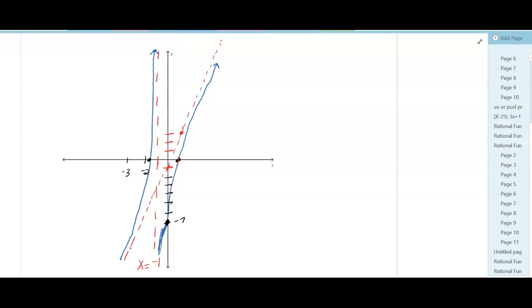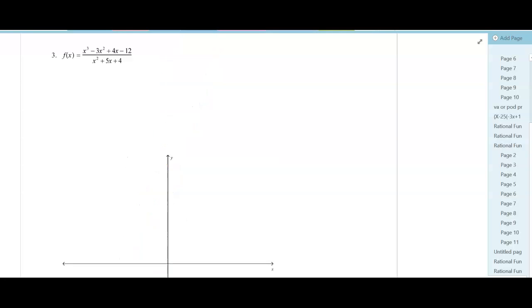Hopefully you found this example helpful, and we'll do 2 more. If you look at this problem, we can see that the degree of the numerator is 3, the degree of the denominator is 2, so there definitely is a slant asymptote. I'm going to do long division as an example here. You don't necessarily have to do long division, but I wanted to show you an example of a long division problem.